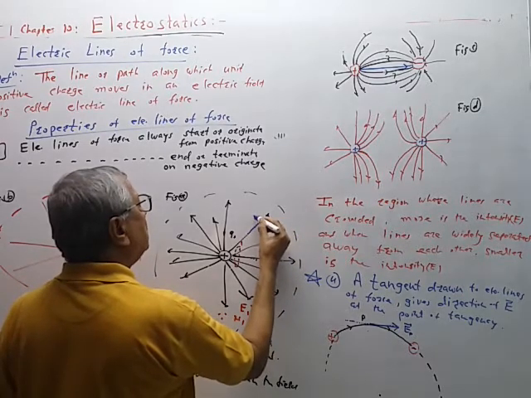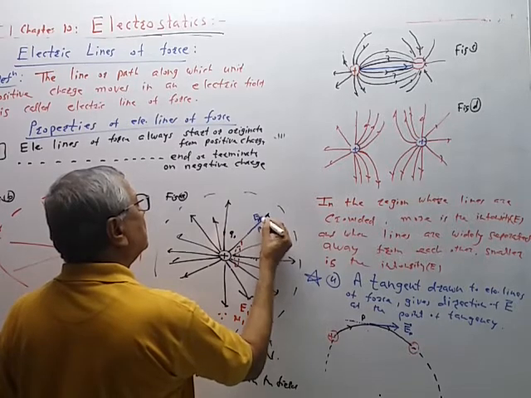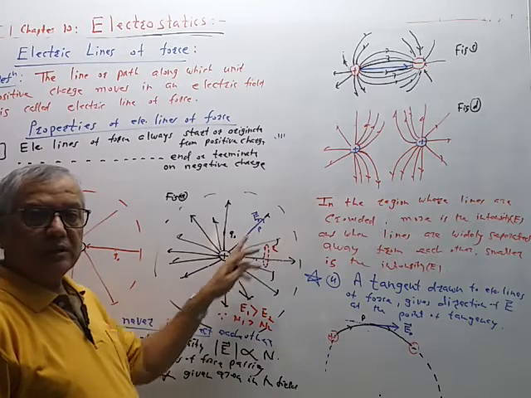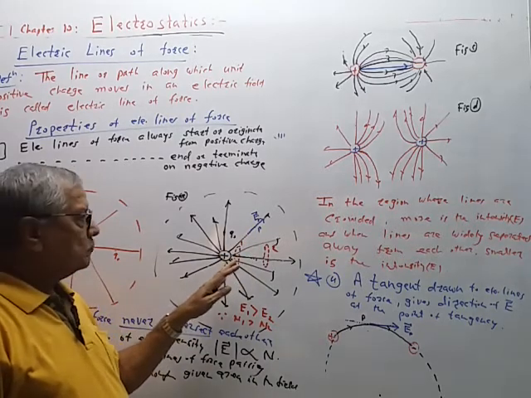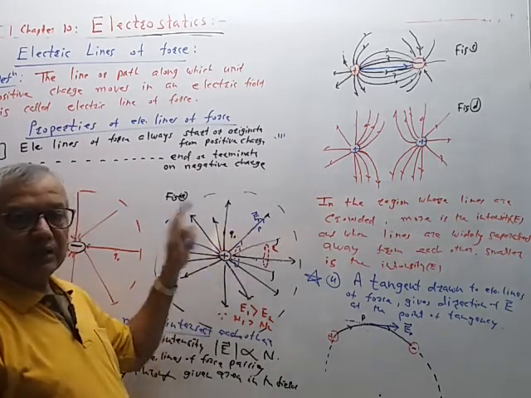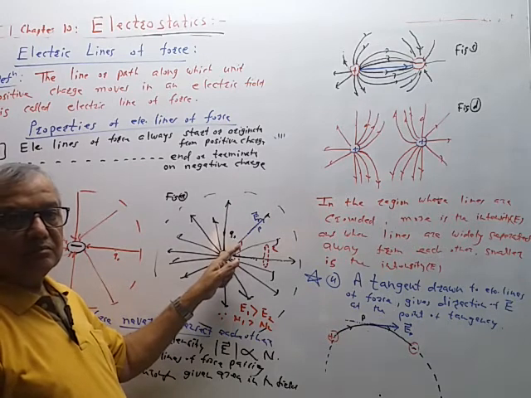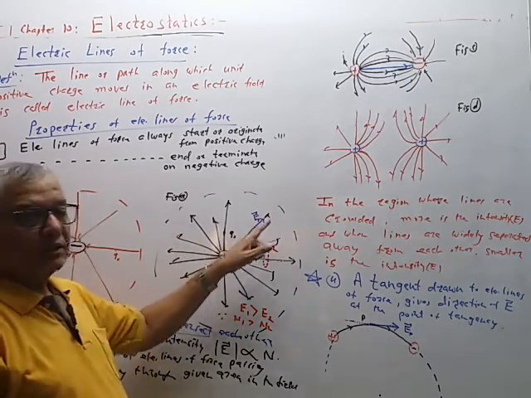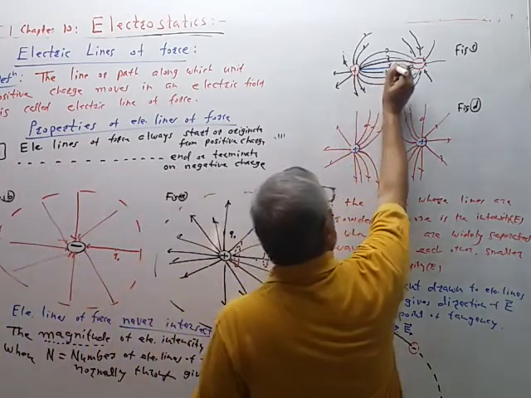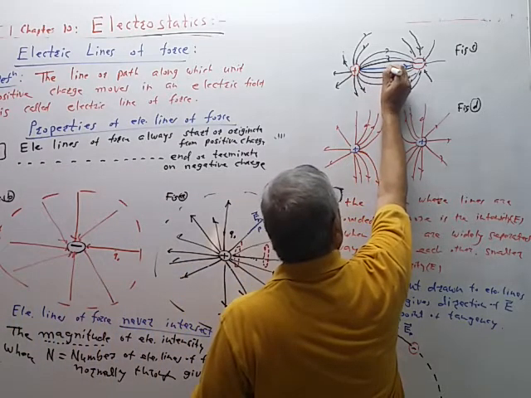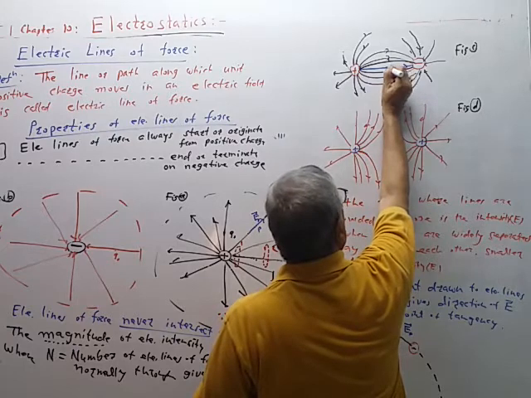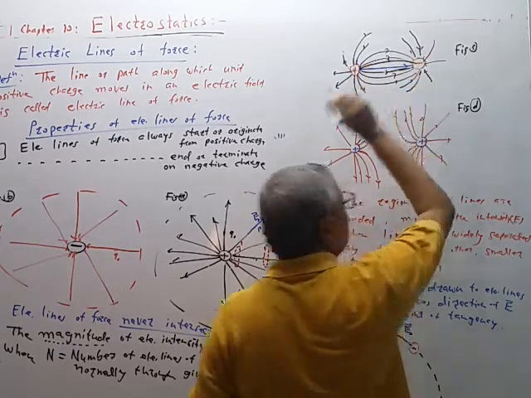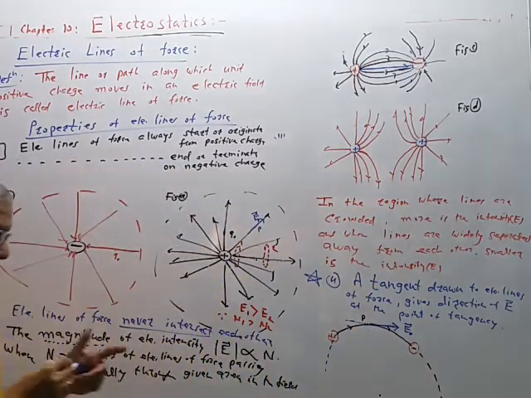So at point P, this is the direction of the intensity. Intensity is directed away from positive. This property is verified here again. So this is the tangent. If the electric line of force is a straight line path, then the tangent is along this. At this point, the intensity is tangent to this. So this arrow represents the electric intensity, directed away from the positive charge. It is directed towards the negative charge.